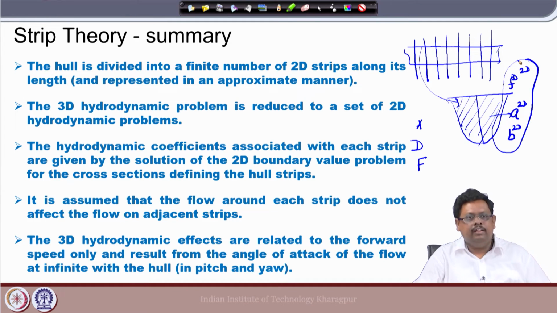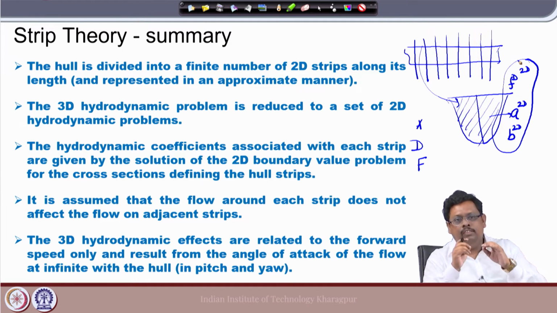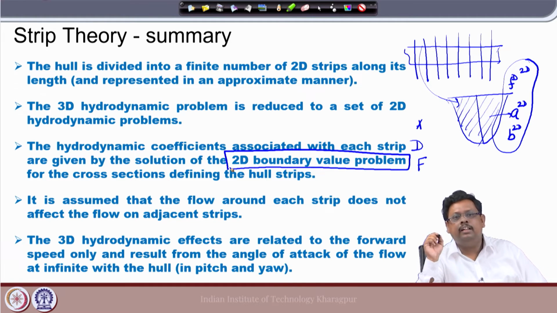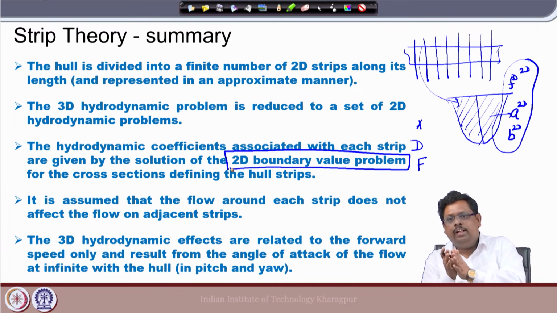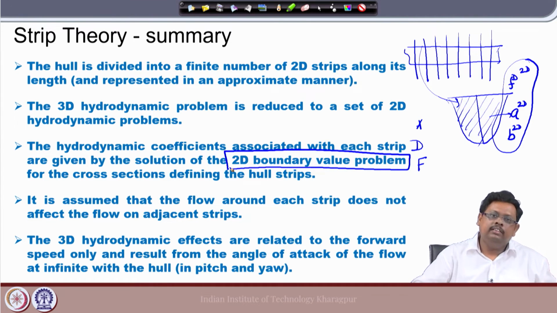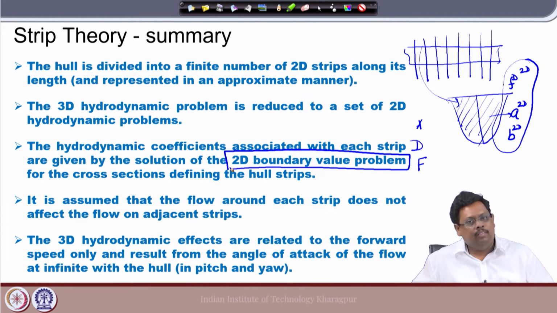So, that is the same thing written over here, the hydrodynamic coefficients associated with each strip are given by the solution of the two dimensional boundary value problem. So, this is also a very important thing, right. We are finding out a two dimensional boundary value problem. Now, whatever was discussed till today, when you do the frequency domain solution, we have discussed the three dimensional boundary value problem all the time, right. But here we are going to discuss the two dimensional boundary value problem, right.